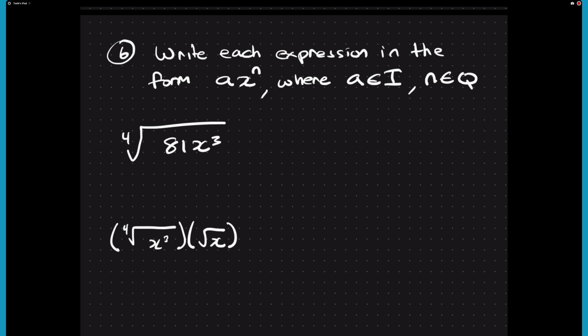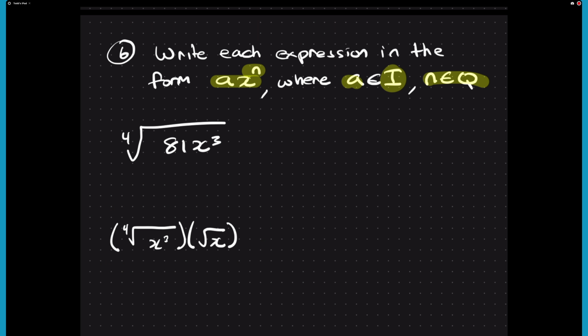Okay, question number 6. Write each expression in the form a x to the power of n, where a is an integer, so a is going to be an integer, and n is a rational number. Okay, so let's take a look at the first one, which basically states the fourth root of 81x raised to the power of 3.